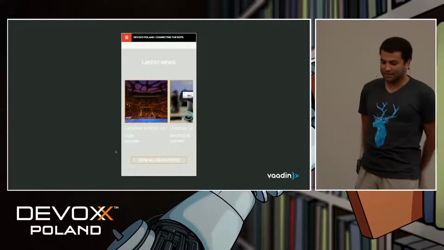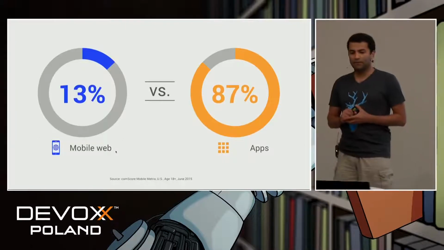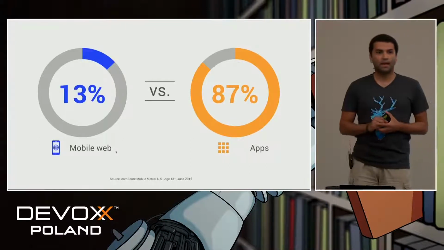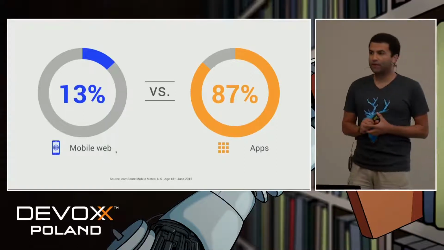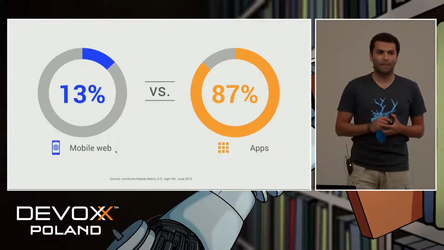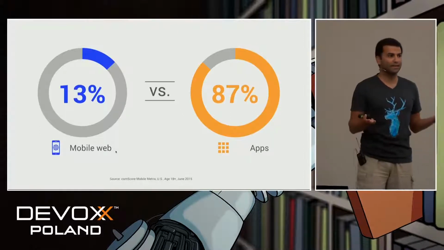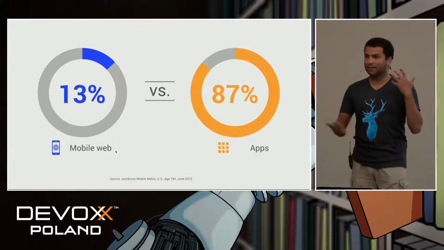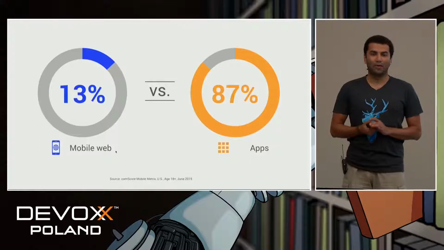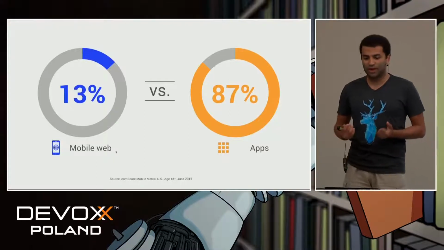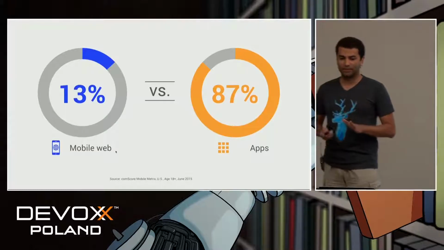But the interesting part of statistics shows that even if mobile web has more reach, people still prefer to use native apps, which is also something that we don't find as a surprise. So even though I can just figure out and find all the news that I'm looking for with a Google search, I still find that people prefer the native experience.